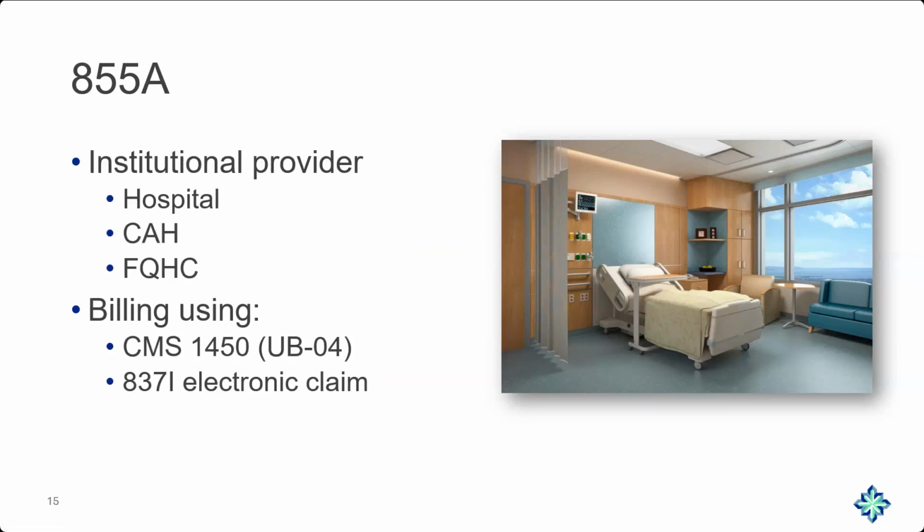Next, we have the 855A. This is going to be for my institutional facilities that are on the line. These are going to be for providers that are billing their services using the CMS UB04 or that 837I electronic transaction, so facility claims. You're going to be thinking about hospitals, critical access hospitals, federally qualified health clinics. It could be rural health centers.